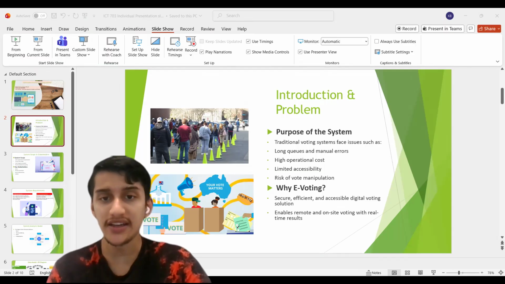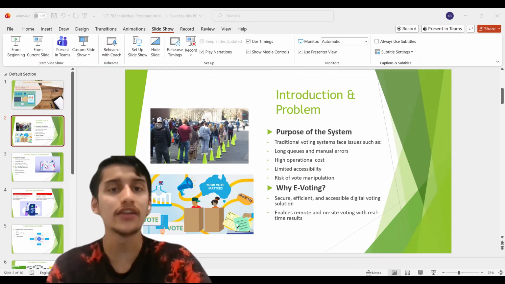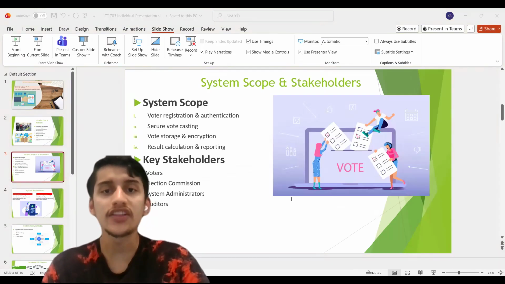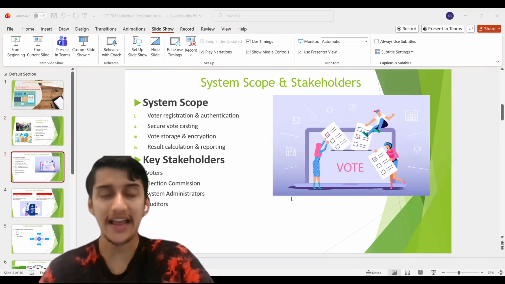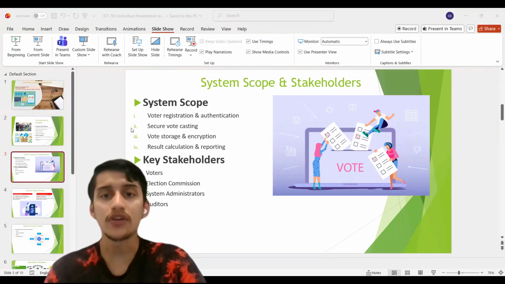Now that the problem is clear, I will move on to explain what this system actually covers and who is involved as key stakeholders. The scope of this system focuses on the complete voting life cycle. This includes voter registration and authentication, secure vote casting, encrypted vote storage, and result calculation and reporting. The key stakeholders are voters, the election commission, system administrators, and auditors. Each stakeholder interacts with the system differently, which makes identifying them important during the analysis phase.